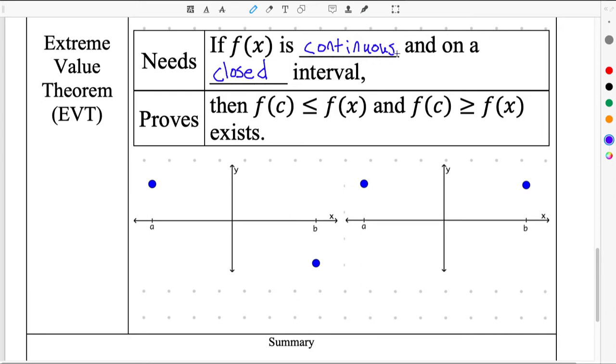So this one needs even more. It's a little bit more needy of a theorem. I need more. I need continuous and I need to be closed. Not just continuous. I need continuous and closed. We're not differentiating yet. Not yet. That's tomorrow. Tomorrow is a new theorem, which is a lot harder to think about.